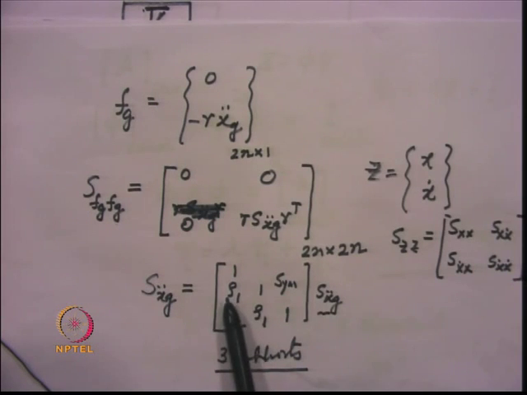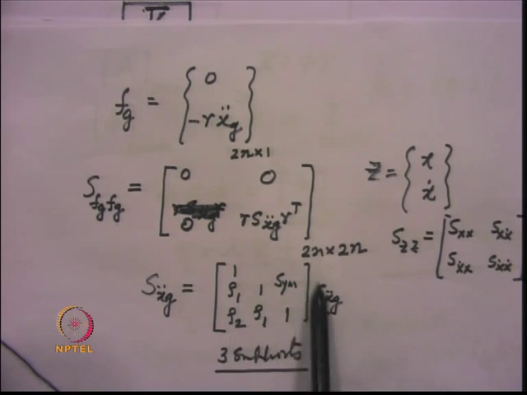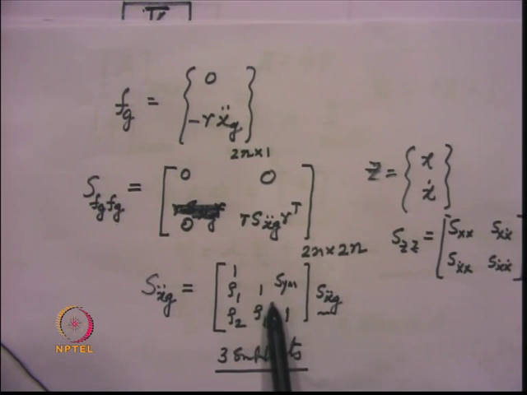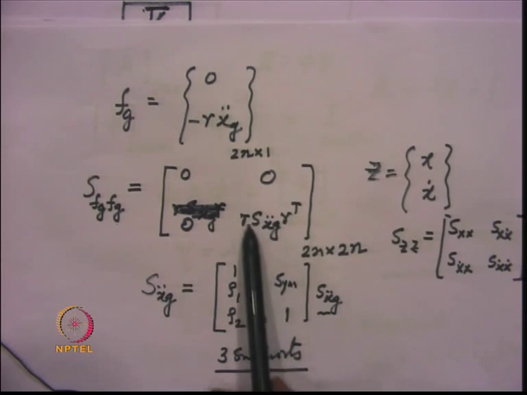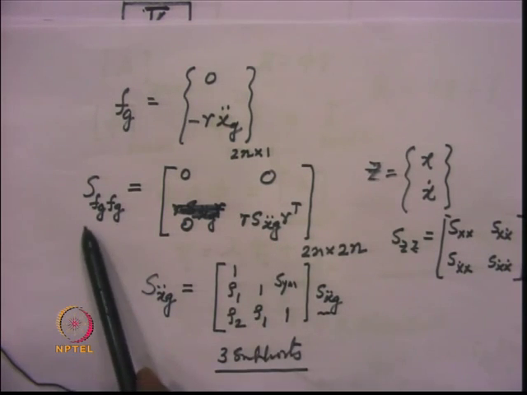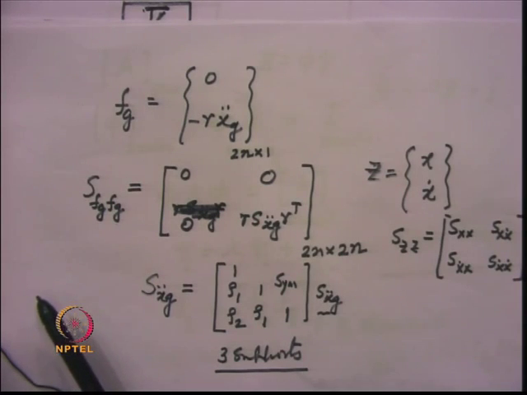And rho 1 and rho 2 depend upon the time lag. So, between the first two supports, if the time lag is 5 seconds, then rho 1 will be exponential of minus 5 omega by 2 pi, that is what we had shown before, and between the first and the third support it will be rho 2, equal to exponential of minus 10 omega divided by 2 pi. So, that is how one can calculate the S_x double dot g matrix, and one can plug this into this expression and obtain the value of the S_Fg.